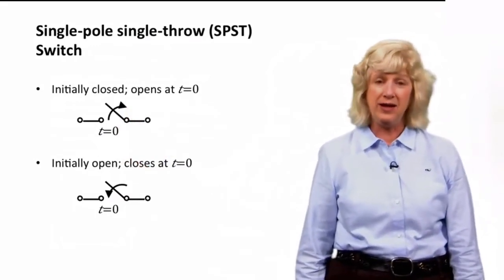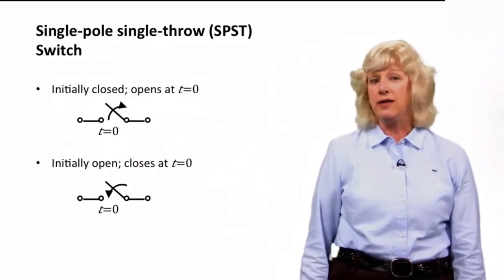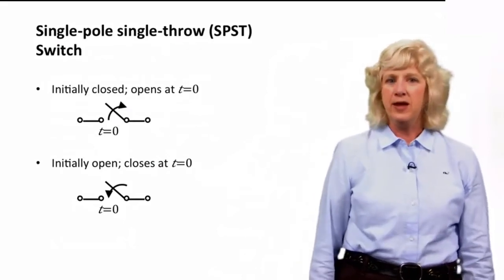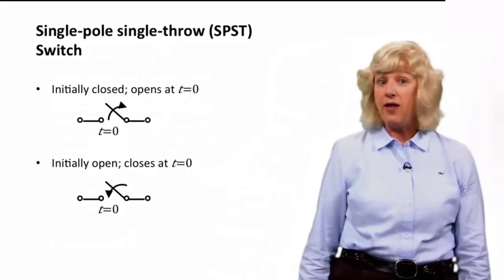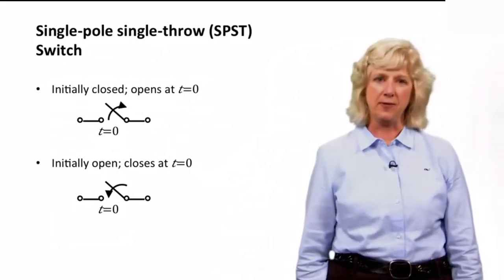t equals 0. That means that for negative time, this is a short circuit, and then at t equals 0 it becomes an open circuit. And here I'm showing the arrow going the other way around, which means the switch is initially open and then closes at t equals 0.